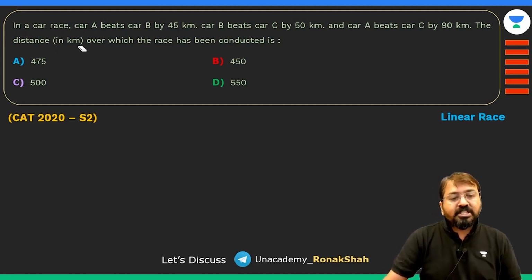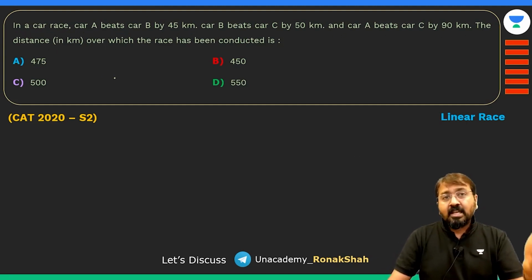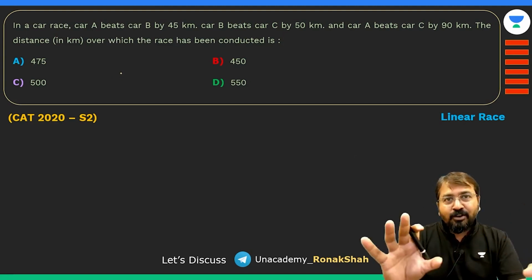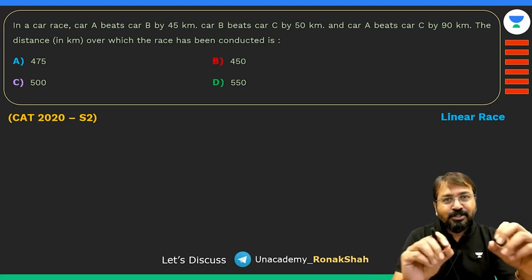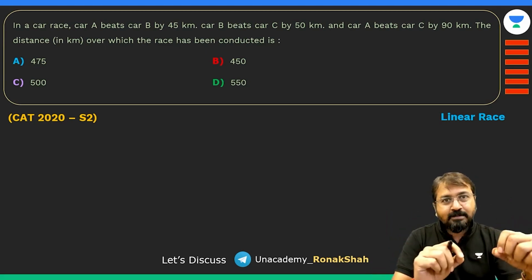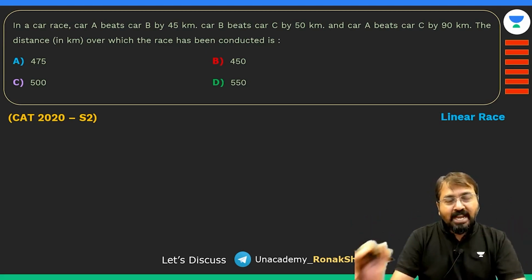The distance over which the race has been conducted. Guys, this is a CAT 2020 question, an actual question. So I'm sure by now you would have understood that the CAT exam is actually not that difficult. It's just that you need to be cautious. You need to understand the concepts thoroughly, and you need to be cautious about your calculation.